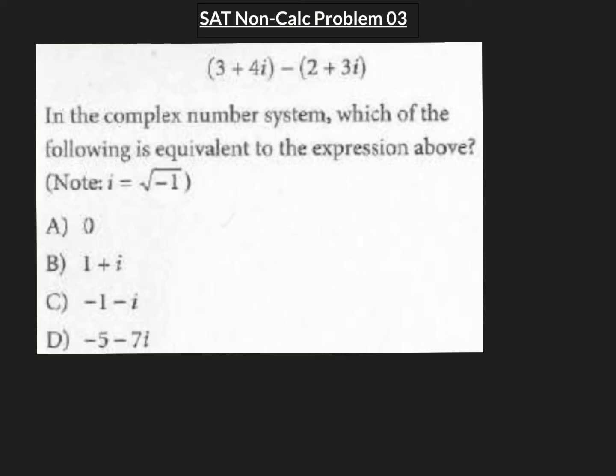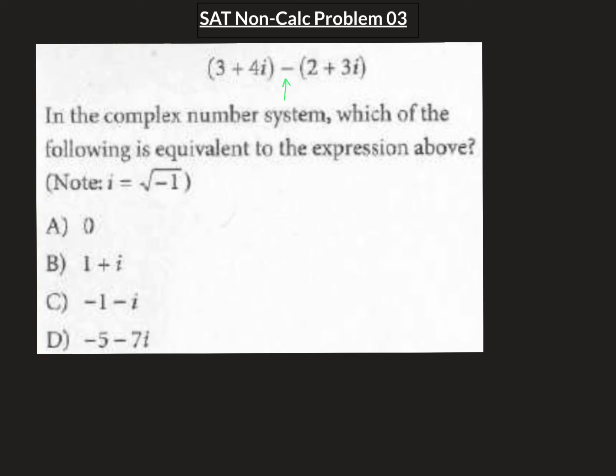Here we have (3x + 4i) - (2 + 3i). In the complex number system, which of the following is equivalent to the expression above? Note that i is equal to the square root of negative 1. This is quite simple because there's no multiplication or division. This is just straight up subtraction.